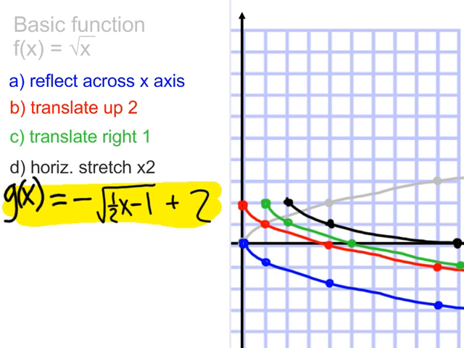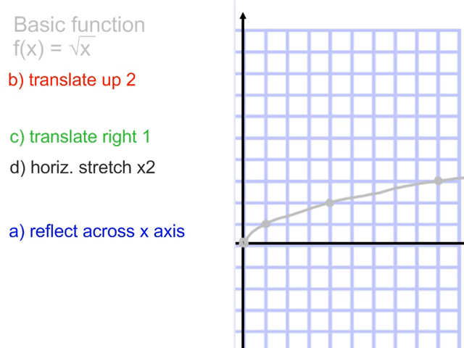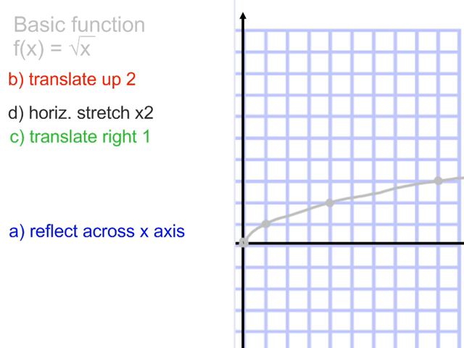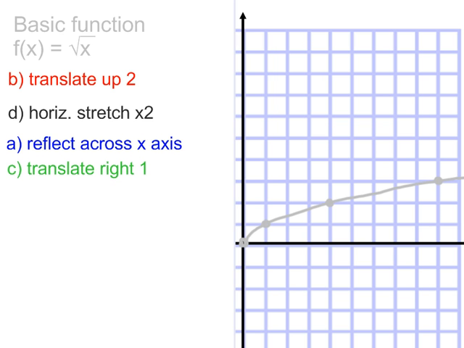Okay, so let's do those same transformations, but in a different order. So again, starting with square root of x, but this time let's do the translation up first, and then let's do the horizontal stretch by 2, followed by the reflection, and finally the translation to the right.